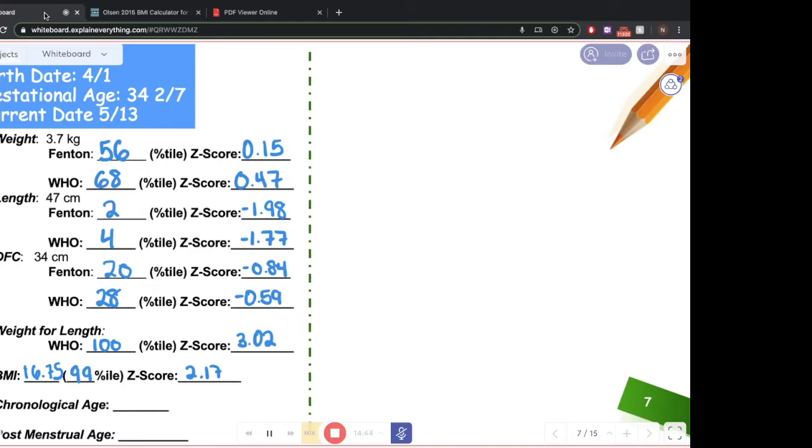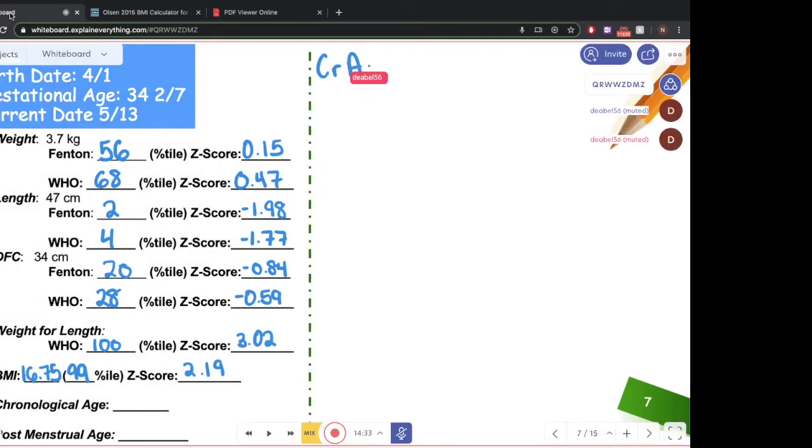Well, we're definitely going to calculate that. Let's go ahead and calculate the chronological age. The chronological age is the current date minus the birth date. And remember that the current date, like Dr. Abel said, is when the measurements were taken. In this case, it is 5/13 minus the birth date of April 1st. We have to remember we're subtracting months here, not fractions. So May minus April is 5 minus 4, and there's 1 month in between them. And the 13 days minus the 1 day is 12 days.